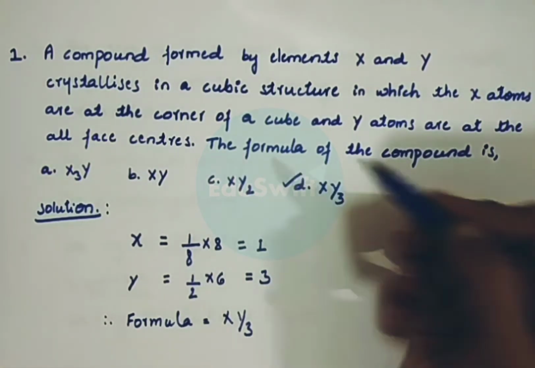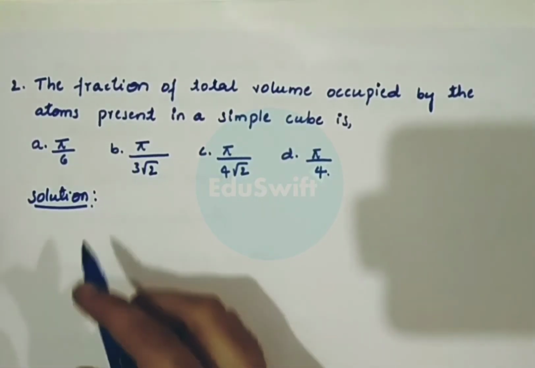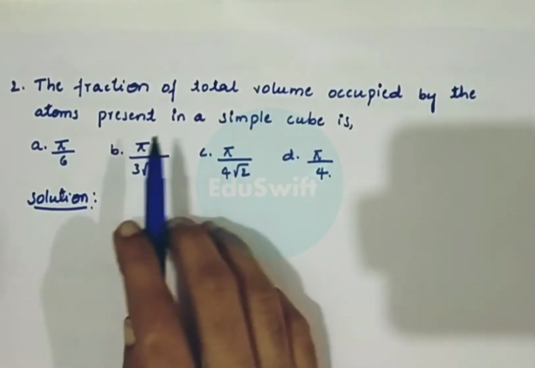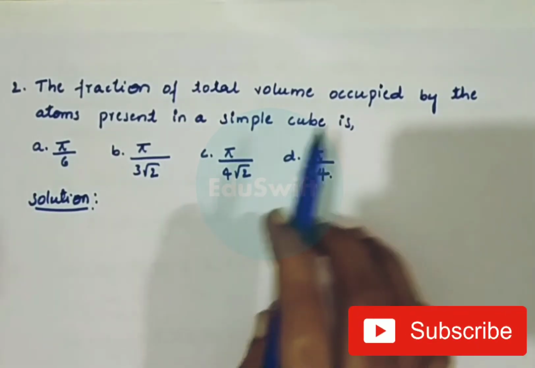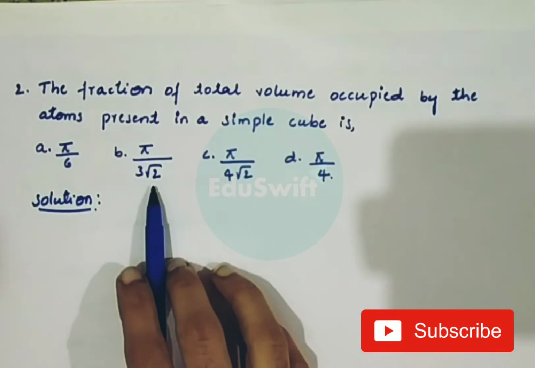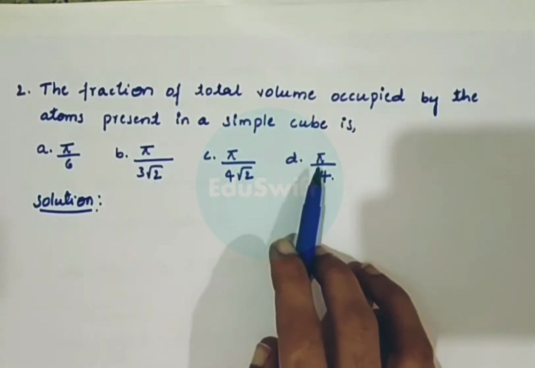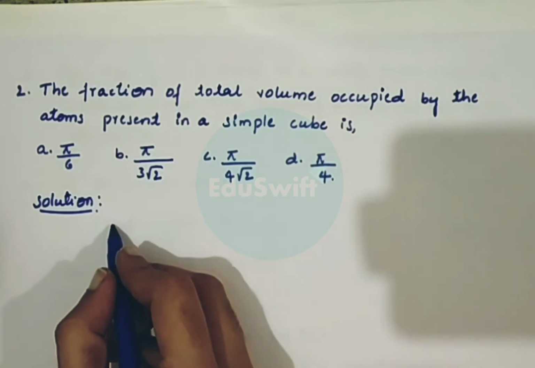Next question. The fraction of total volume occupied by the atoms present in a simple cube is option A pi by 6, B pi divided by 3 root 2, C pi divided by 4 root 2, and D pi by 4. So here we have to calculate the packing efficiency of this simple cube.